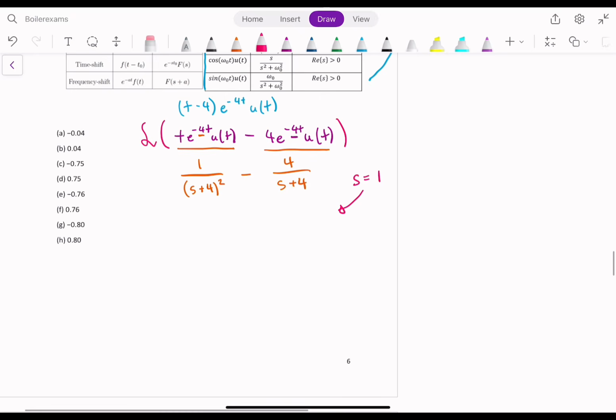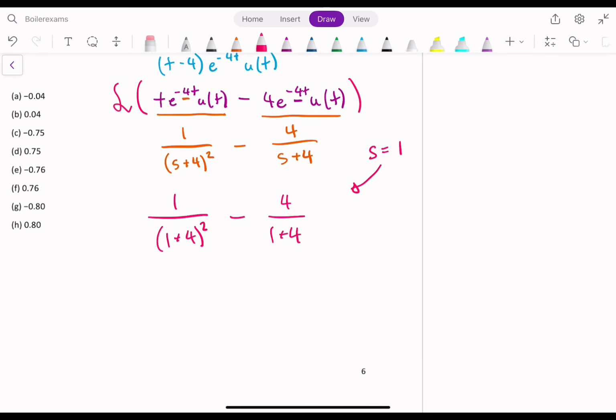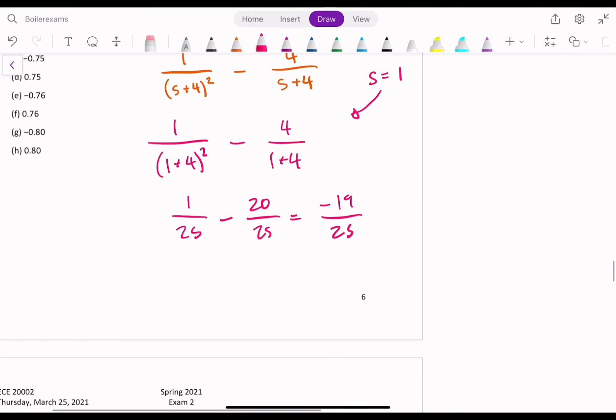When we do that, we get 1 over (1 plus 4) squared minus 4 over (1 plus 4), and that's 1/25 minus 4/5, which is 20/25. This is equal to negative 19/25. And we know that 1/25 is equal to 0.04. That times negative 19 is going to be equal to negative 0.76, right? So 20 times 4 is 80 minus 4, 76. So there we go.